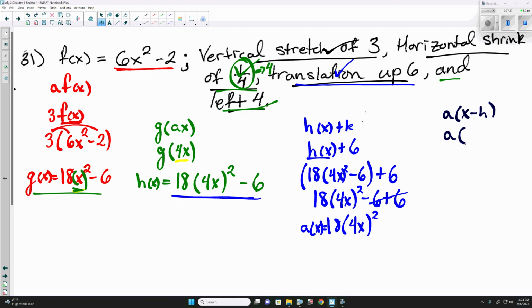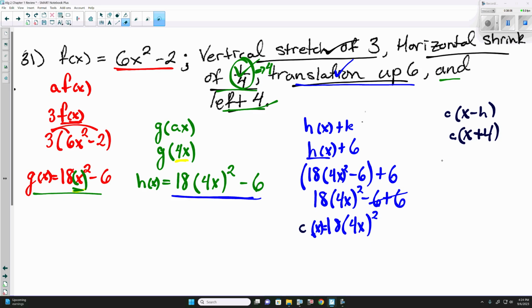Actually, I'm not going to name it a. I want to pick something different, because that might be a little confusing. Let's name it c in this case. So c of x minus h. Now our h value in this case is 4, and since it's to the left, it would be negative 4. Now the negative negative will make a plus, so we have c of x plus 4.